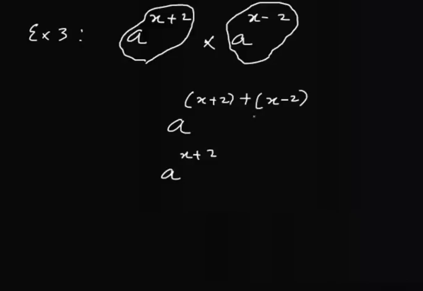Plus 2, we say plus multiplied by x is equal to x. We say plus multiplied by a minus gives us a minus 2. When we simplify here, we see we have x plus x. It gives us 2x. And we have plus 2 minus 2 gives us 0. Essentially, our answer is a raised to the power of the exponent 2x.